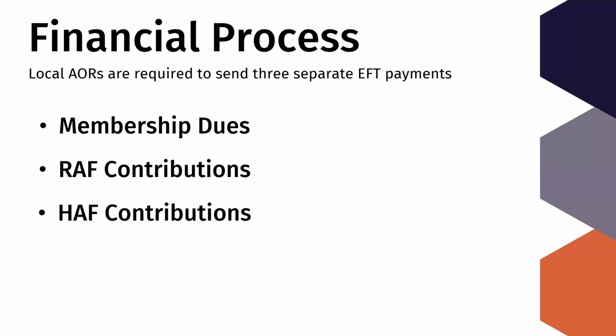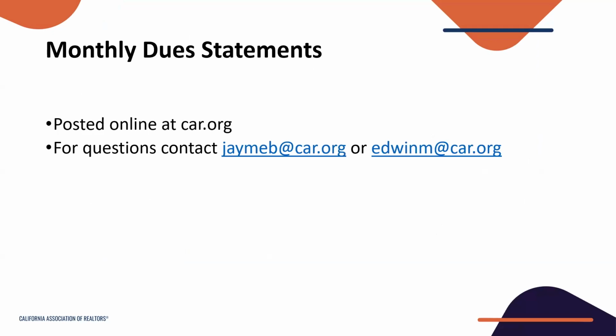This is a reminder to send separate EFT payments for dues, RAF, and HAF using the correct bank, Bank 1, Bank 2, and Bank 3. Monthly dues statements are posted online at car.org, and you can contact Edwin or Jamie with questions. I have the team contact information coming up on the last slide.